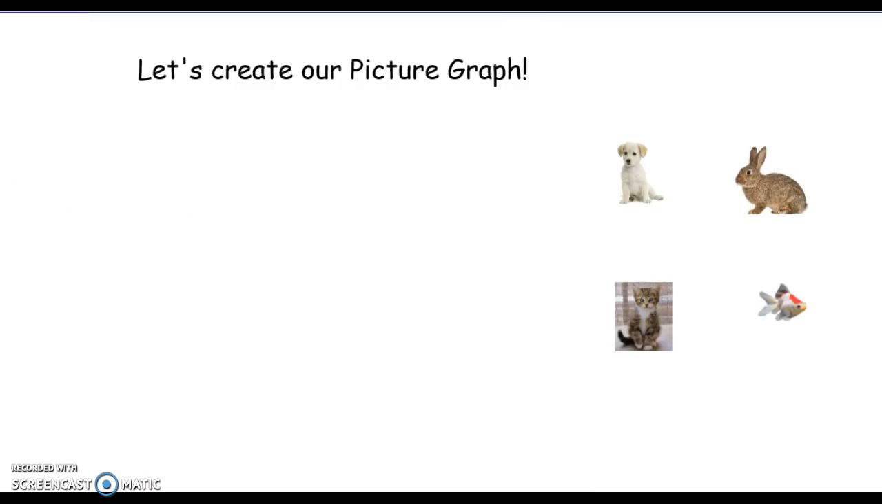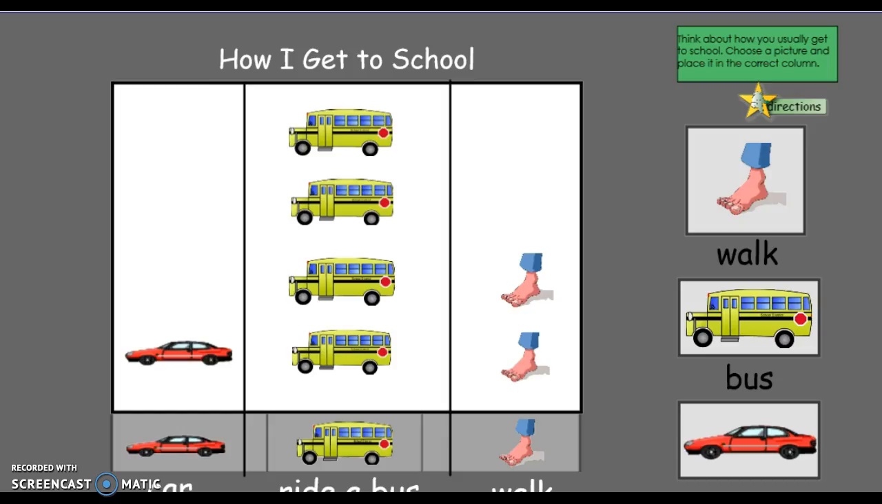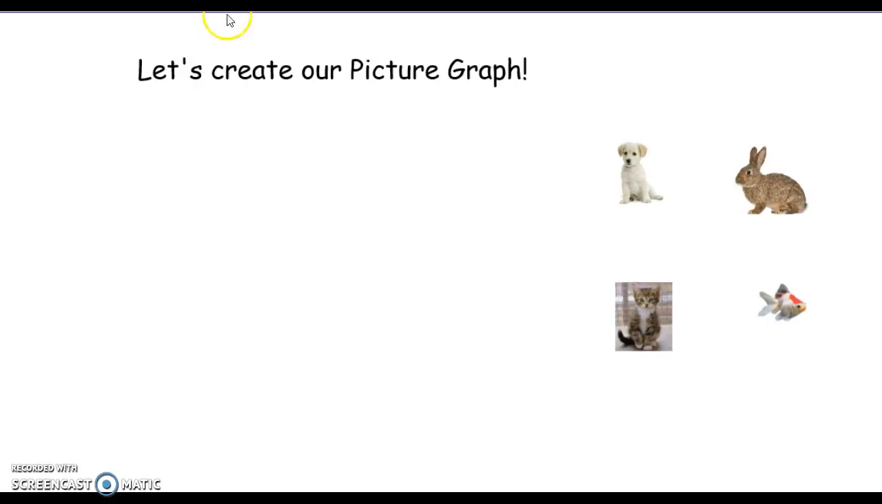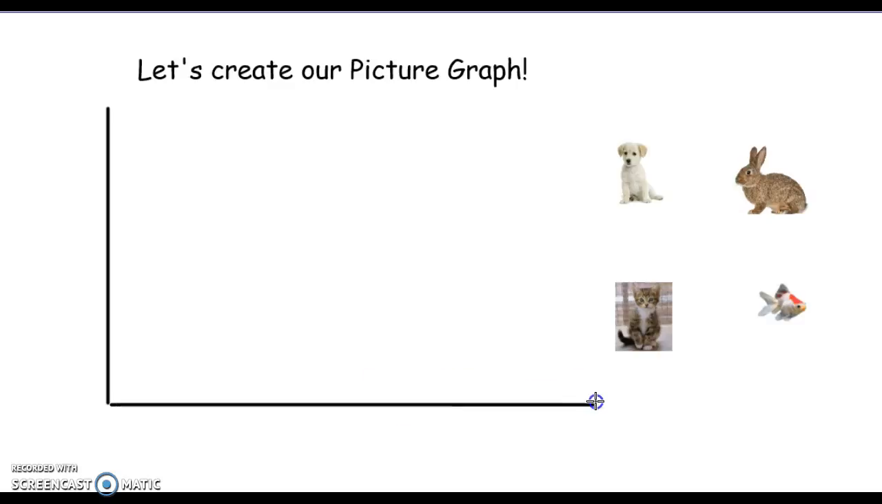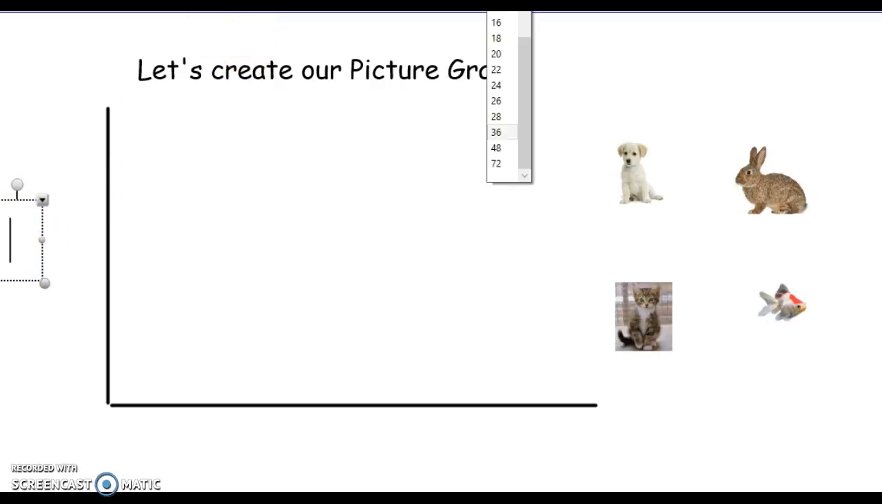Okay, so let's create our picture graph. We don't have anything here that looks like this, do we? No, so we have to create that. The first thing we're going to do is create some lines for our graph. We're going to have a line that goes down, and a line that goes all the way across. And then over here, we're going to have to figure out what this information is. So we're going to put the number of students.